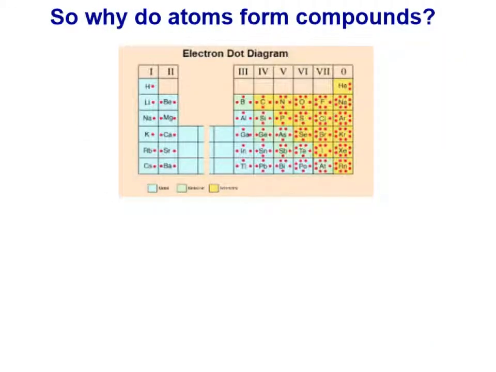So why do atoms form compounds? Well, to look at that, let's take a look at the periodic table. And a periodic table has been shown right here with the transition metals removed, and we're just looking at groups 1 and 2, and then groups 13 through 18. It's a little bit different numbering system than we use. But what is being shown are the electron dot diagrams for all of these elements.